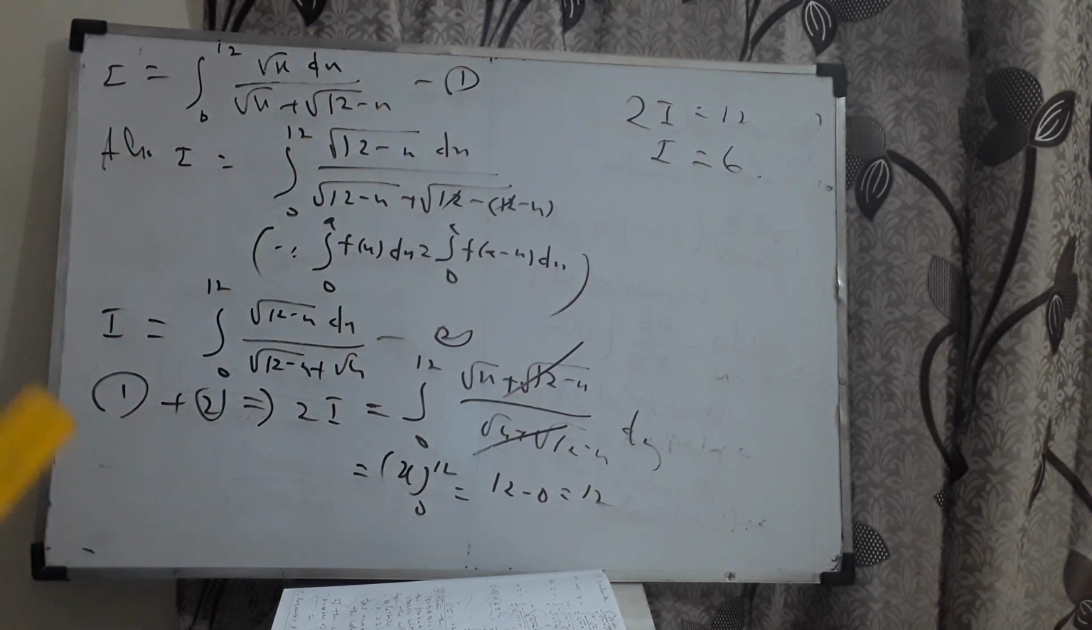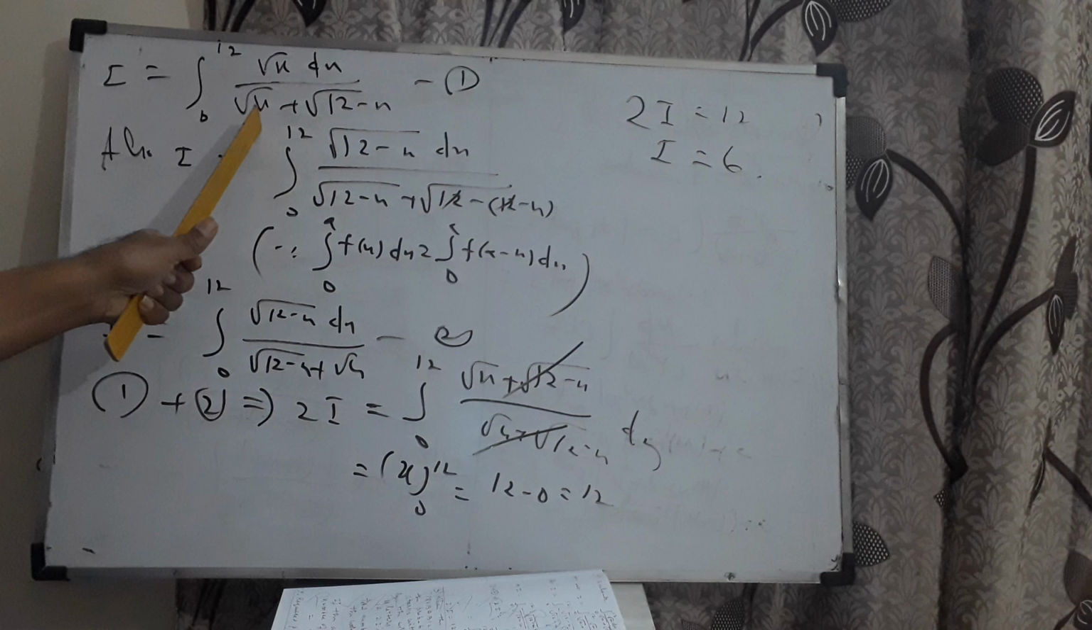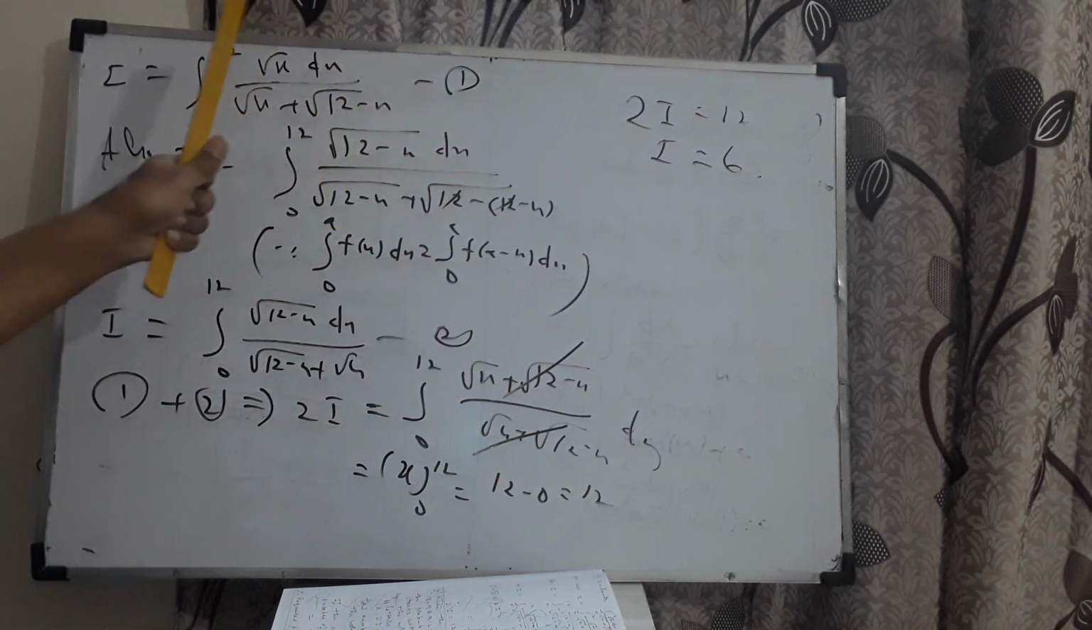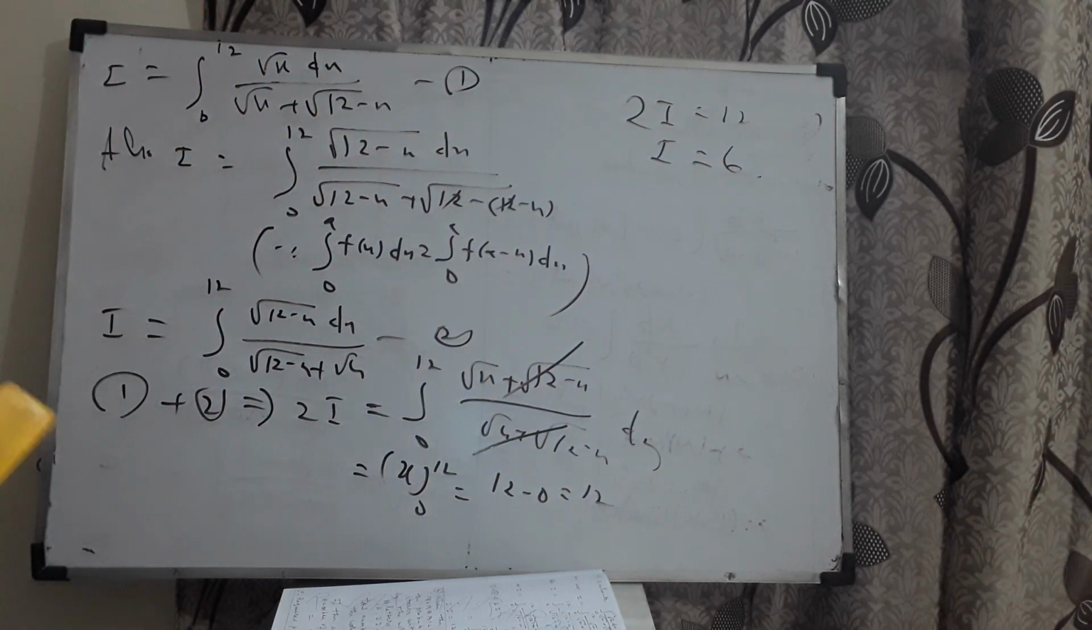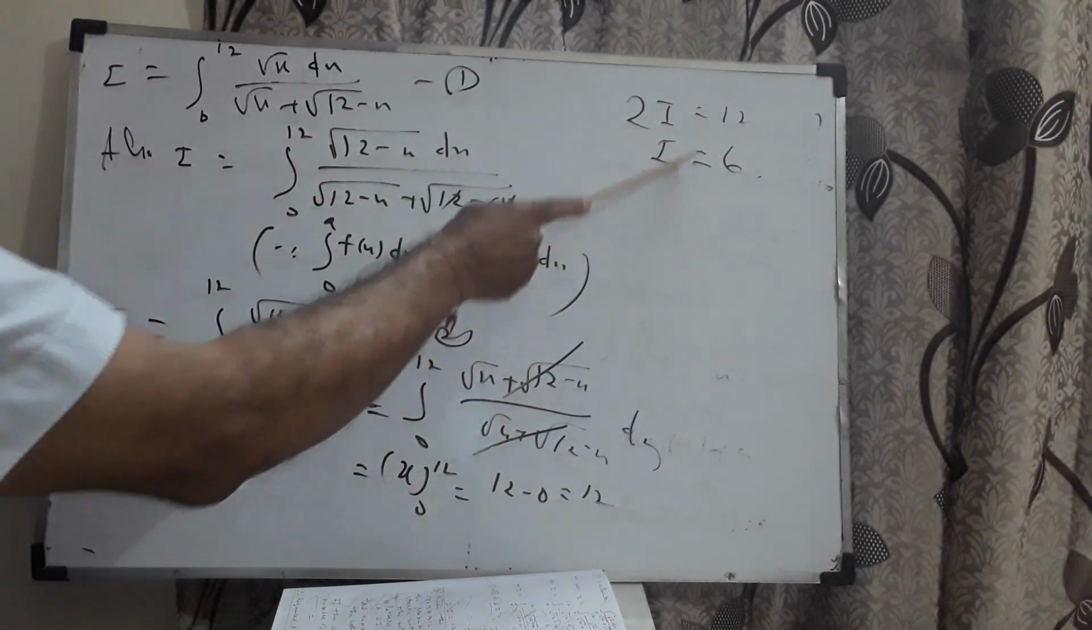I repeat, if you are given 0 to a, root x dx by root x plus root of a minus x, that's the condition given. A can be any real number. Then applying this rule and proceeding, I'll get the answer to be a by 2.